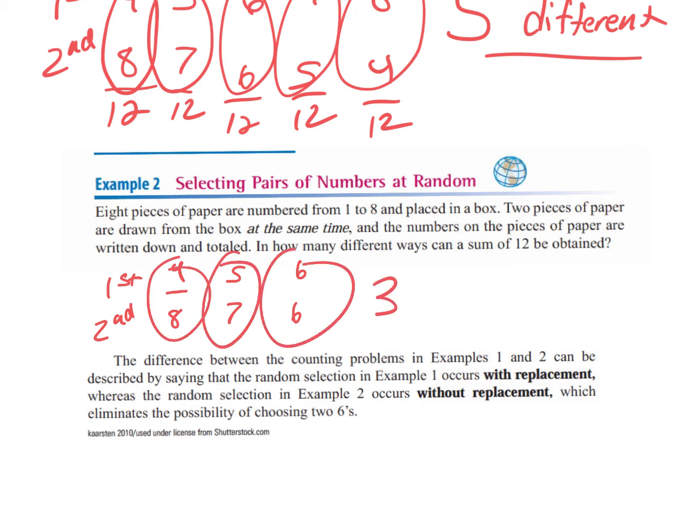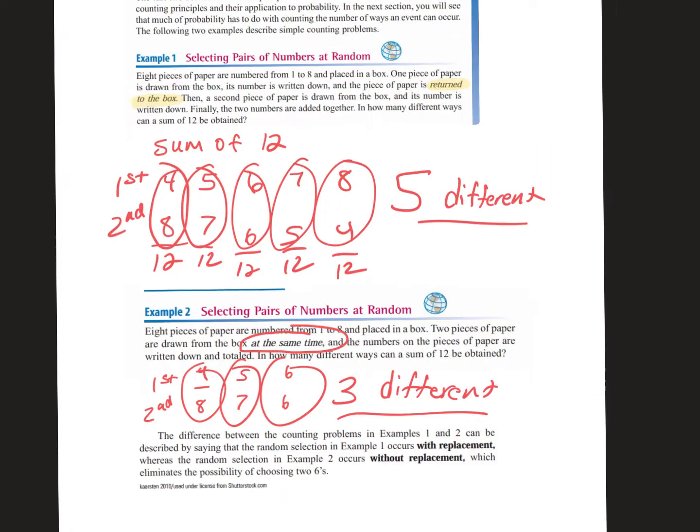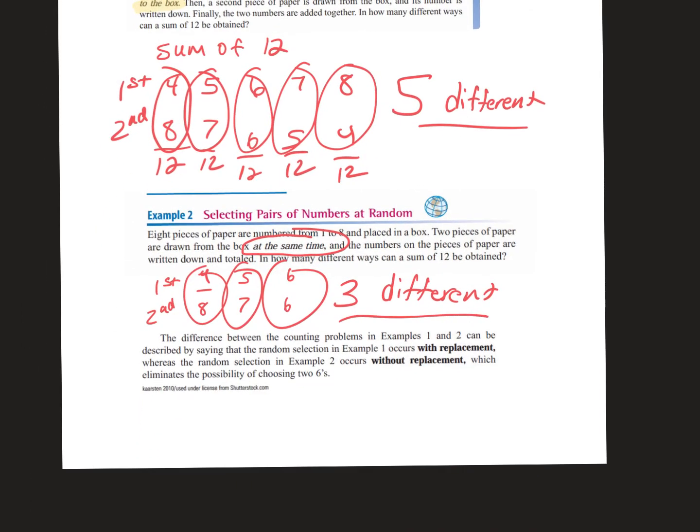3. 3 different. All right, I'm showing you this because it's the same premise. It's still the same 8 cards. We're still trying to get the sum of 12. But the only thing that was different is that we drew them at the same time. Up here, we drew them one at a time and one was replaced. I'm trying to show you guys the importance of paying attention to what the problem says.